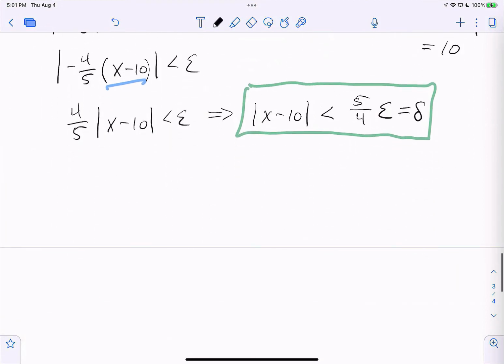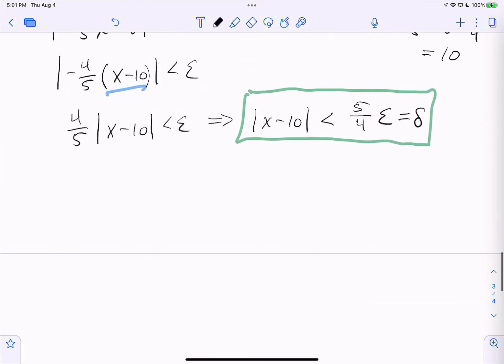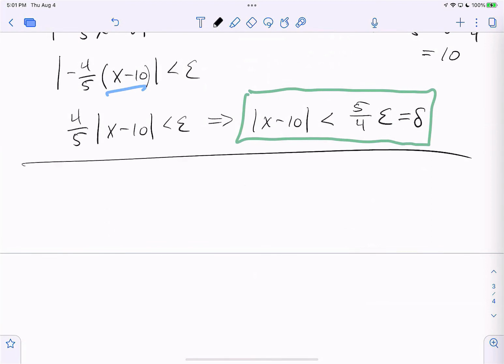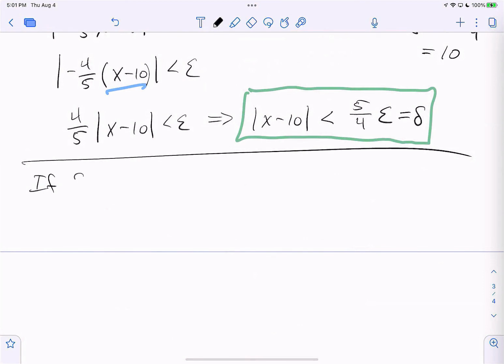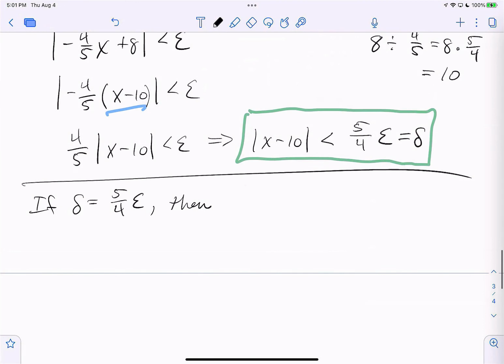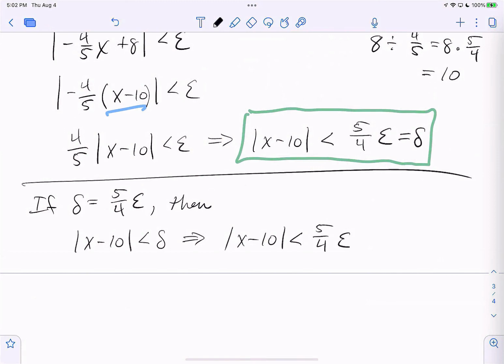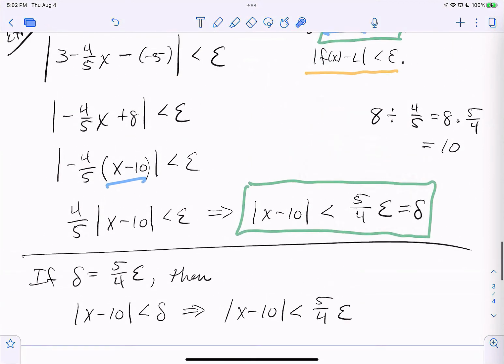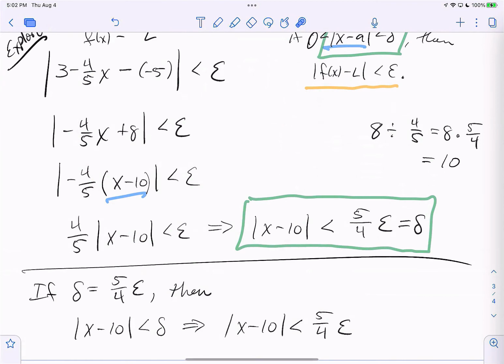What happens next? It feels like you're not really doing anything, but it's how the problem proceeds. And it starts like this. So this is the beginning of the answer. If delta is equal to 5/4 epsilon, then, folks, what we end up doing is we start with the absolute value of x minus 10 is less than delta, which implies that the absolute value of x minus 10 is less than 5/4 epsilon. And then from here, folks, we do all the algebraic steps that got us to this point, but we do them in reverse.